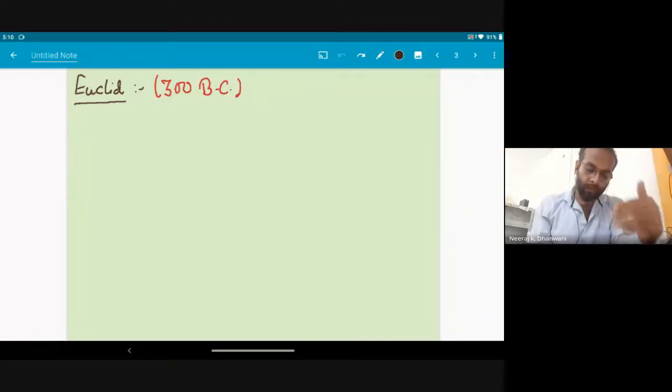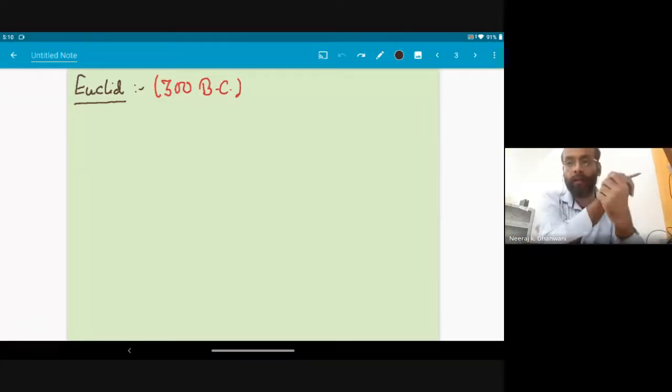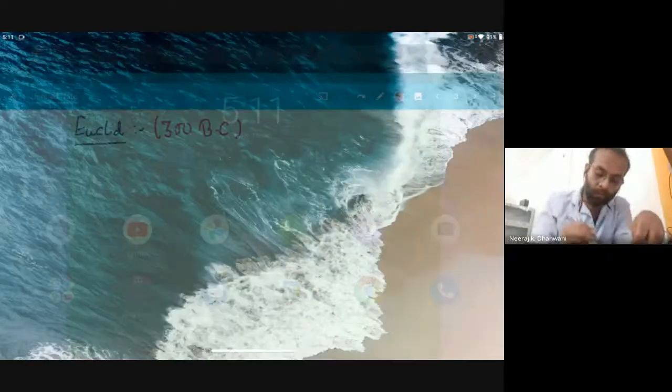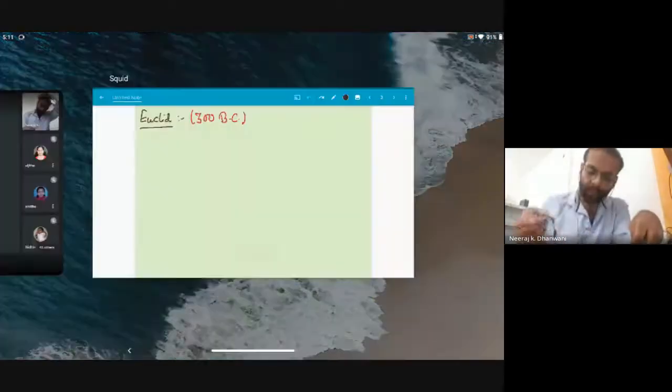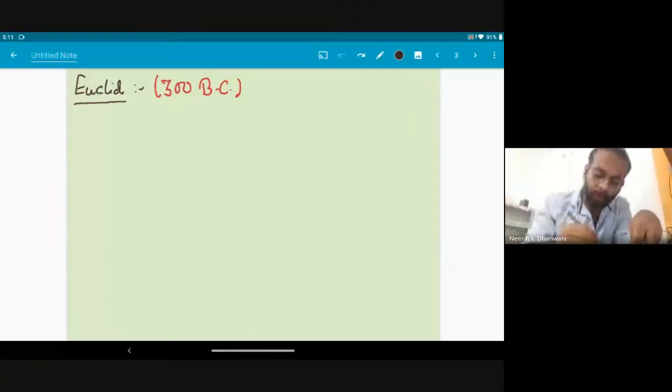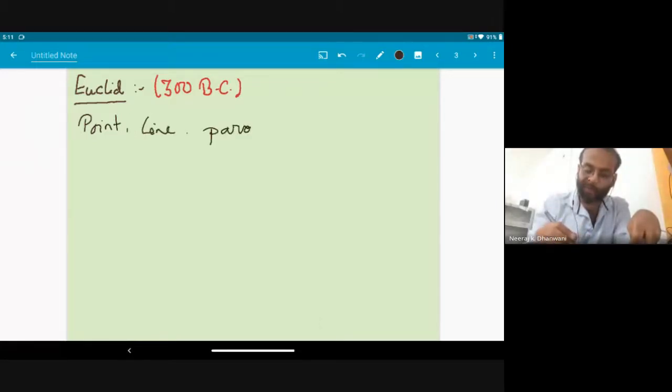So he was the first mathematician and philosopher who tried to formalize things, who tried to give proper definitions, so that there is no difference between our meaning and others' meaning. He said what is the meaning of a point, what is the meaning of a line, a parallel line, in an abstract manner.